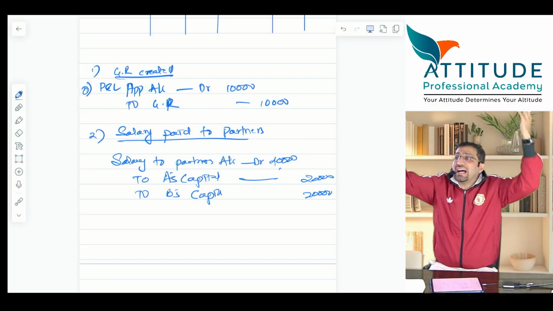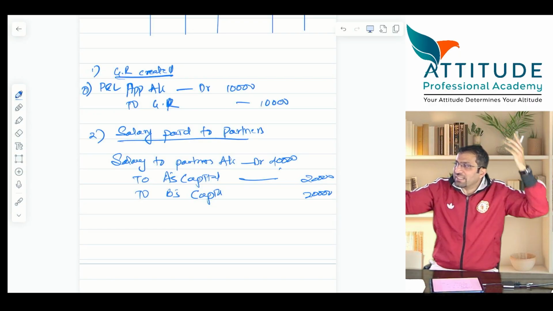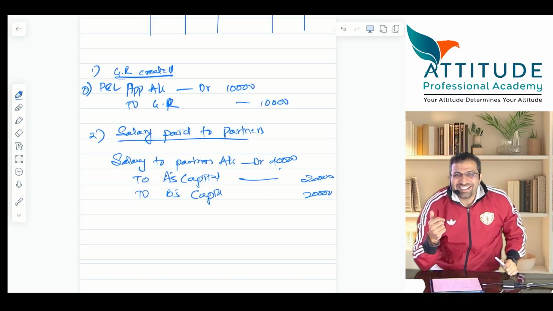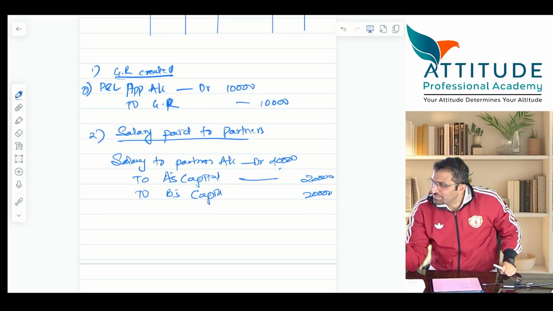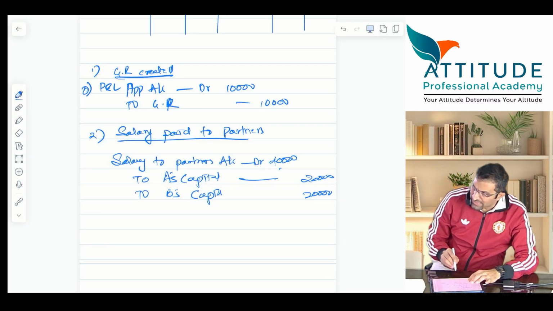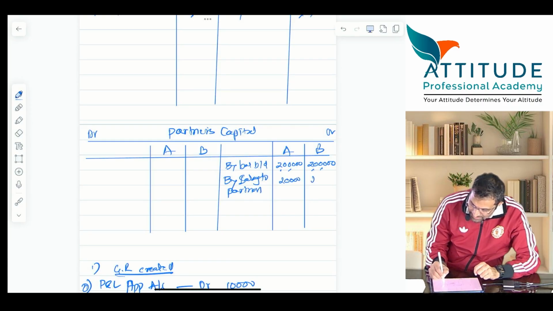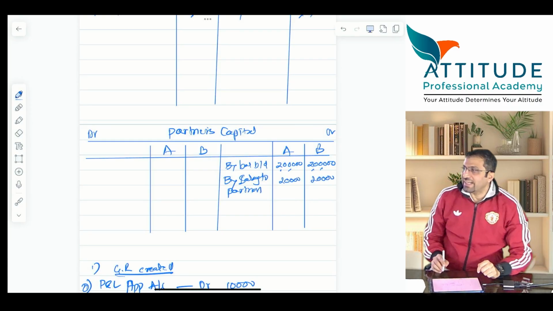Partners capital बढ़ेगा. Partners capital बढ़ गया तो partner खुश. मेरा capital बढ़ रहा है. उतना withdraw कर सकता हूँ मैं. Later on you can withdraw your salary. Okay. Now where it will get posted in partners capital? इधर आएगा. क्या? By salary to partners कितना? 20,000. इधर भी 20,000. समझ में आ रहा है?